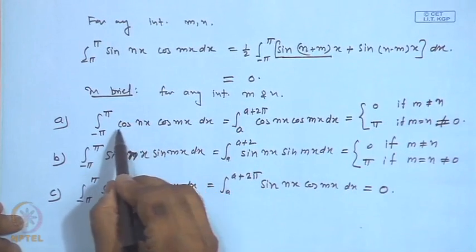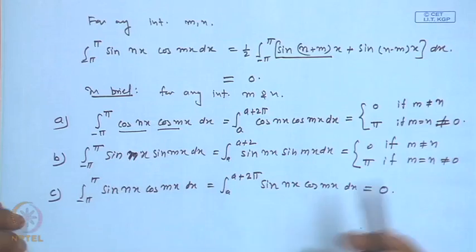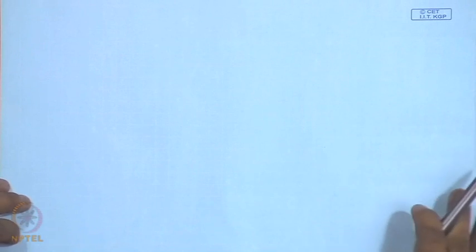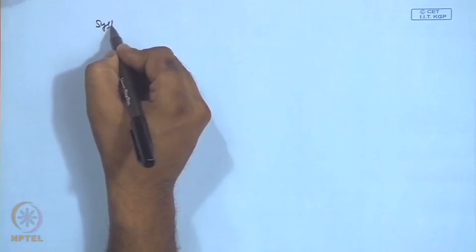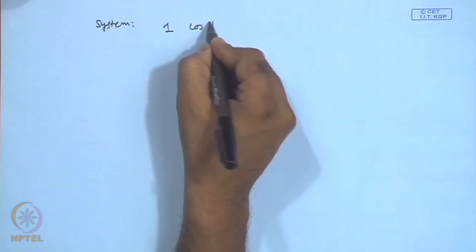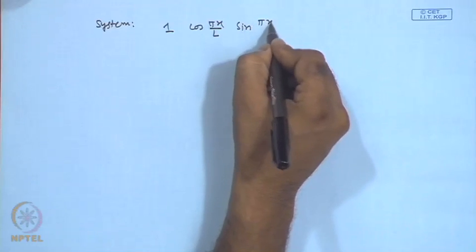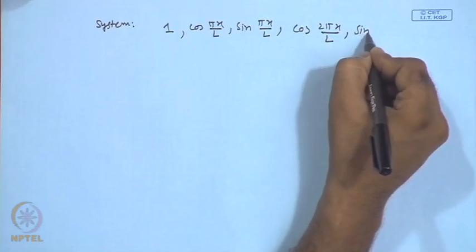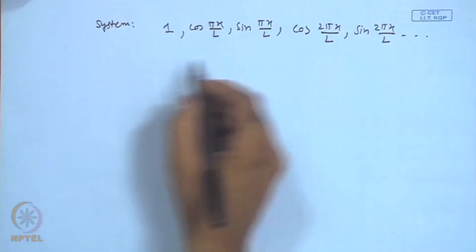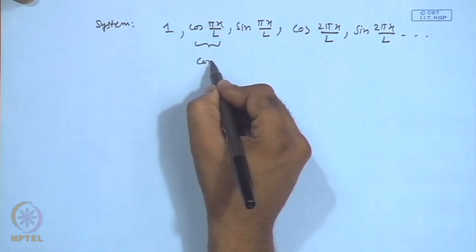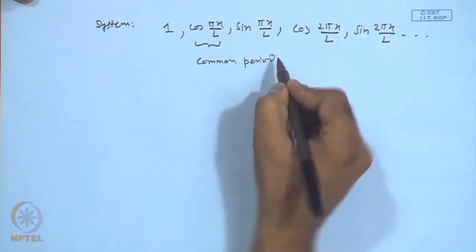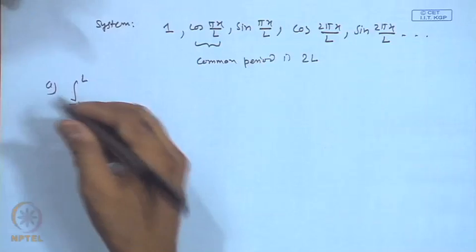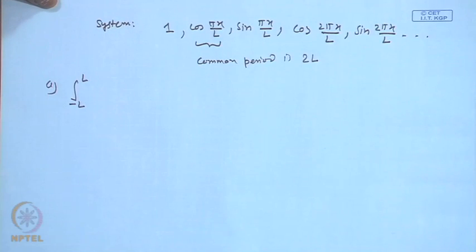So, this was for the system where the common period was 2 pi and we are integrating from minus pi to pi. A similar result we have, more general, for the system if we take 1, cos(pi x/L), sin(pi x/L), cos(2 pi x/L), sin(2 pi x/L) and so on. So, here the common period is 2L, and now we have again a similar result, that if we integrate from minus L to L or from 0 to 2L.